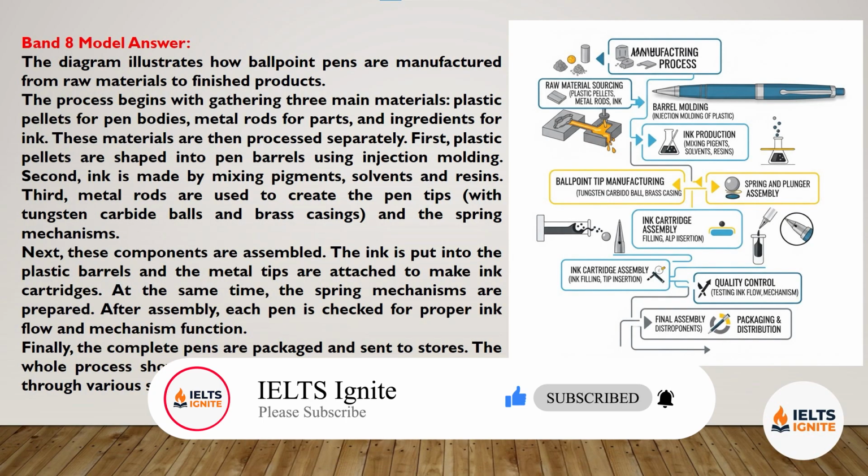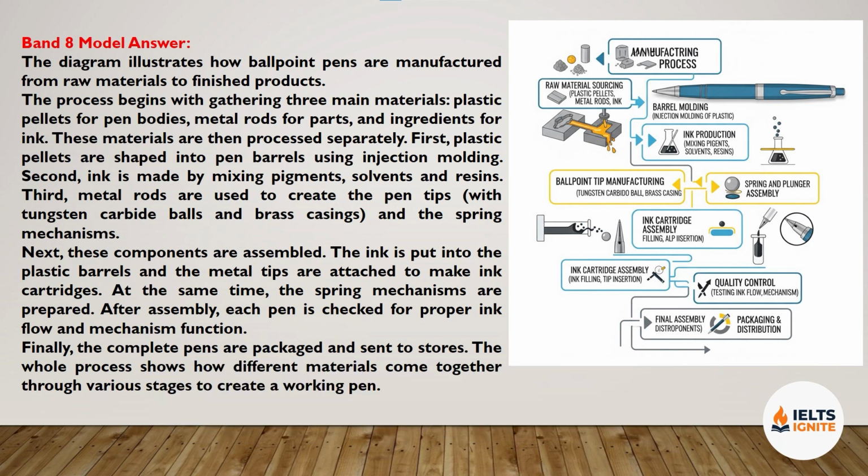Band 8 model answer. The diagram illustrates how ballpoint pens are manufactured from raw materials to finished products. The process begins with gathering three main materials: plastic pellets for pen bodies, metal rods for parts, and ingredients for ink. These materials are then processed separately.